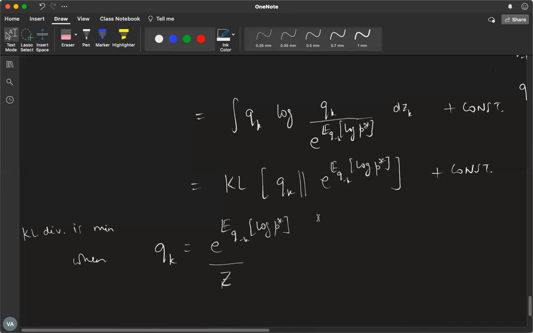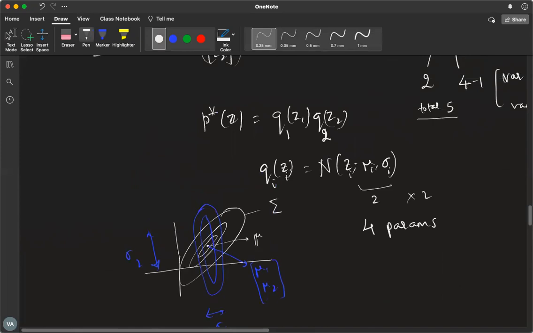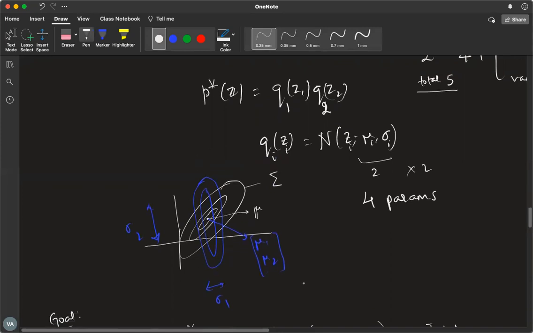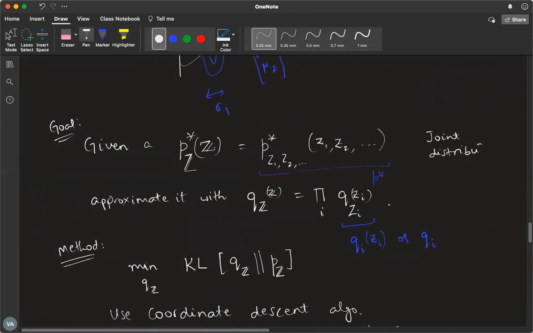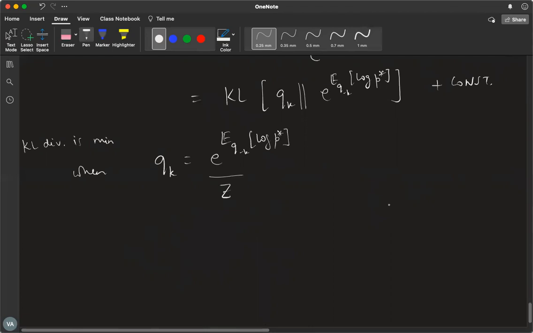So that's it. With the help of this formula, we can approximate any joint distribution using mean field approximation. So you apply this formula to your Gaussian distribution, the joint Gaussian, and you will get the values of mu i, sigma i, etc., which will give you a PDF from this family of distributions to approximate your original PDF. It was an easy derivation, but since we have so many terms, we were kind of stuck.